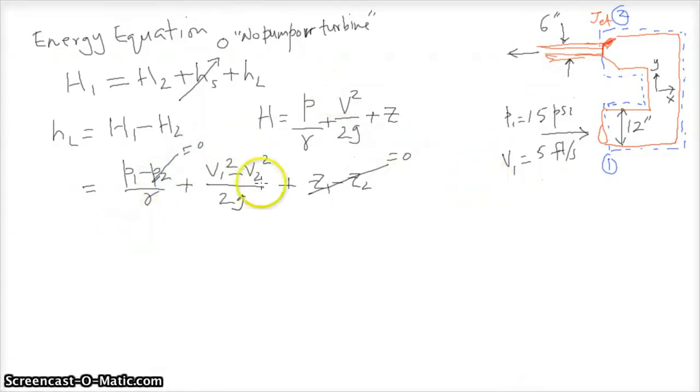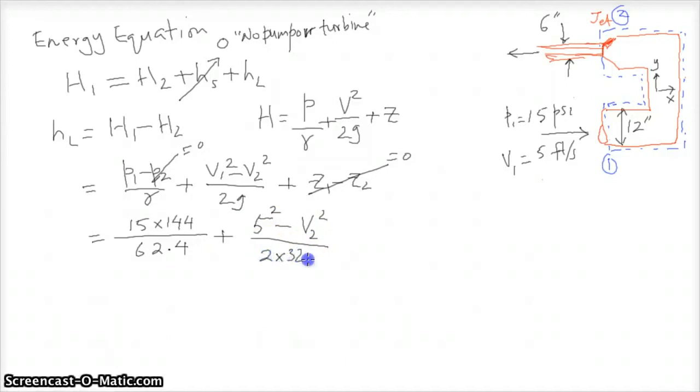Everything else is given, so the head loss can be computed as 15 psi, which we convert into psf by multiplying by 144, divided by gamma of water, which is 62.4, plus V1 squared, which is 5 squared, minus V2 squared, and we don't know that yet. We need to find that, all divided by 2 times 32.2.